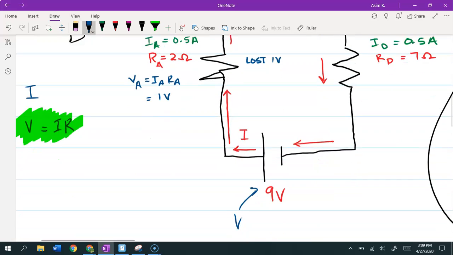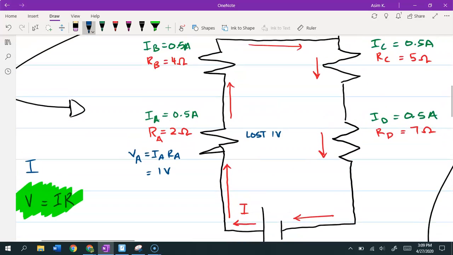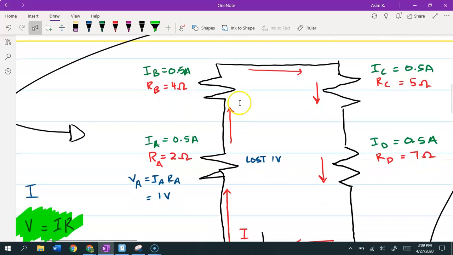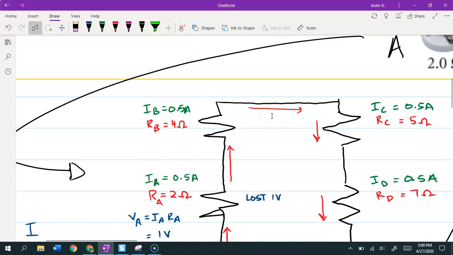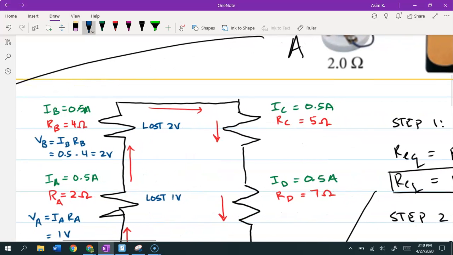Now let me remind you, we started off with 9 volts. So how many volts do we have left? We have 8 more to go. So we have 8 more that are going to go through this circuit. Now, let's go to the second one. The voltage through B is equal to the current through B times the resistance through B. And again, all that means is you take 0.5 and multiply it by 4, and you end up with 2 volts. So from that 8 that was left over, you lost 2 more volts right over here. And we continue through this circuit.